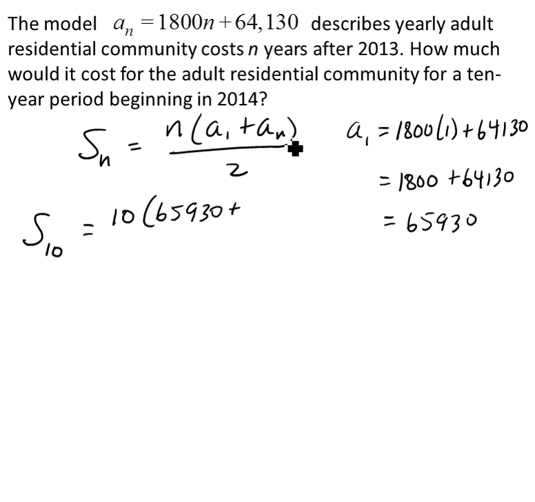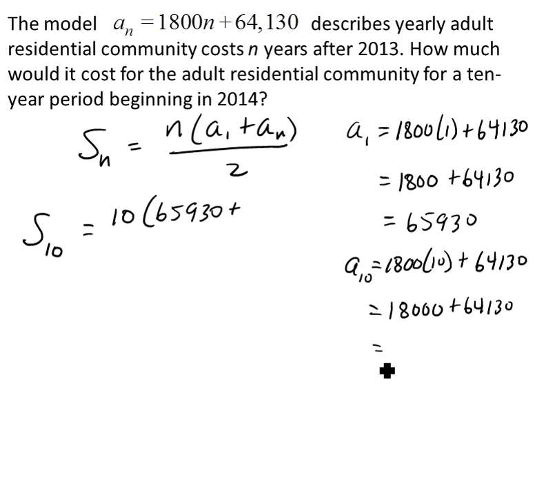And then a_n, well, our n is 10, and so this is a10. That's the 10th term of the sequence, which again we do not have listed out up there, so we need to figure that out using our formula. So a10 is 1800 times 10 plus 64,130. 1800 times 10 would be 18,000 plus 64,130. And that comes out to 82,130. And so that's our a10, or our 10th term, which is our last term in our summation.